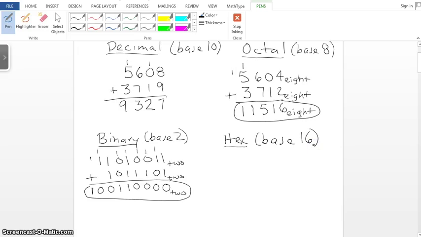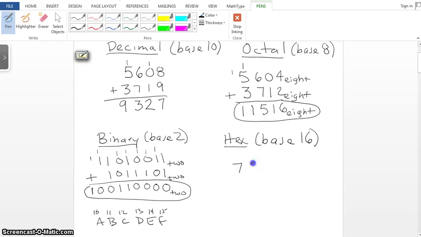Alright, let's add. Remember, that uses A through F. So A, B, C, D, E, F. This is our little reference over here: 10, 11, 12, 13, 14, and 15. Alright, so we're going to add, I'm going to make this a little bigger.